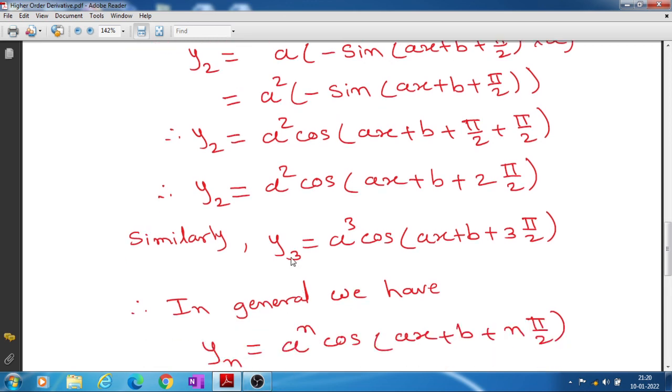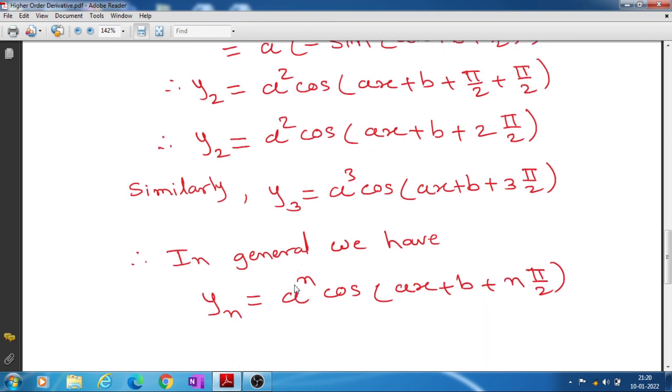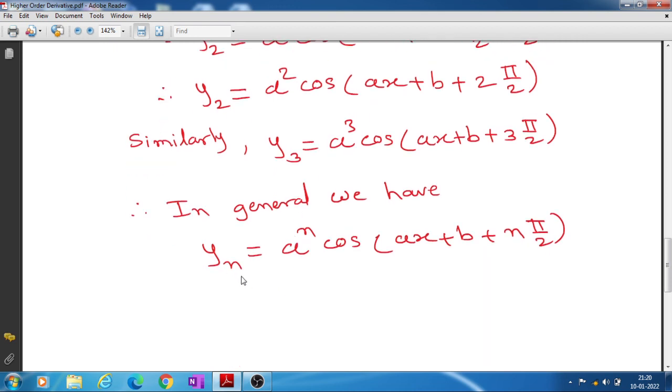Similarly, we can write the third derivative as a³ cos(ax + b + 3π/2). And in this way, we can write the nth derivative as yn = aⁿ cos(ax + b + nπ/2). And in this way, we can find the nth derivative of sin(ax + b) and cos(ax + b). So we stop here.